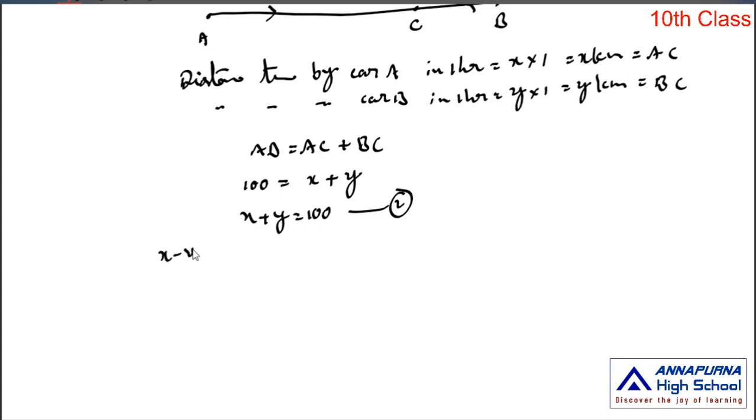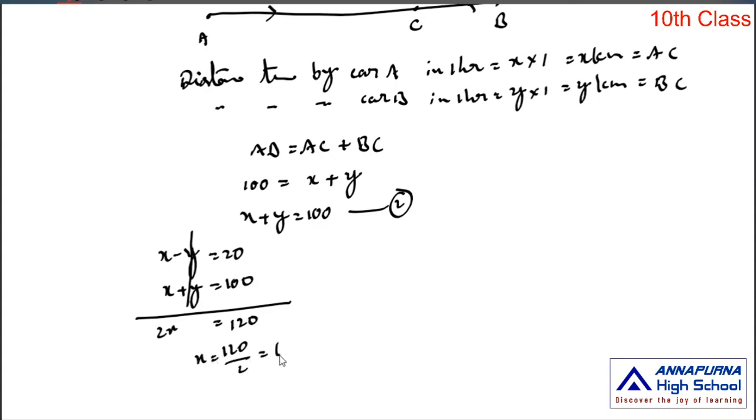Here the first equation is x minus y is equal to 20 and the second equation is x plus y is equal to 100. Now add these two equations. x plus x is 2x, and y minus y gets cancelled. 20 plus 100 is 120. So x is equal to 120 by 2, which is 60. And substitute x in either equation 1 or equation 2.